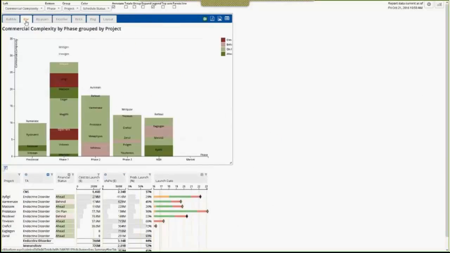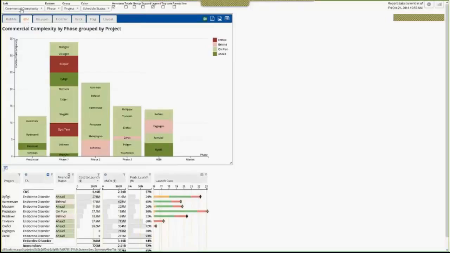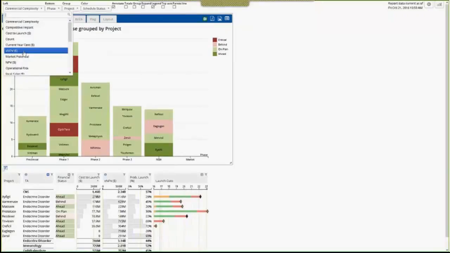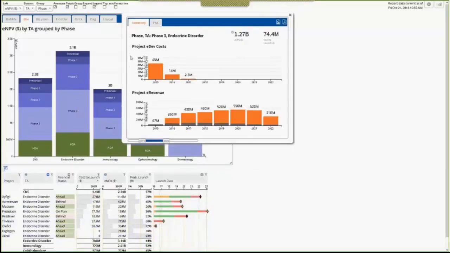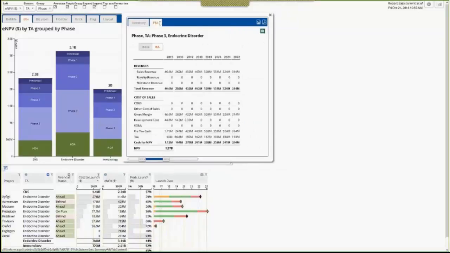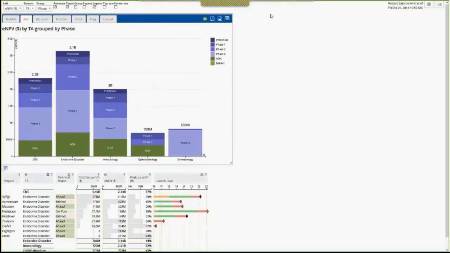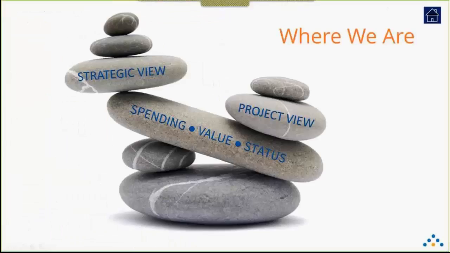There may be views that are critical by therapeutic area in terms of cost or value as well. So looking at, say, ENPV by therapeutic area, and then looking by phase here, getting a sense of overall costs, where we're spending our money by phase and by TA, and being able then to drill down equally quickly and look at the specific projects or the consolidated financial statement for each of these, but then being able to go right back to the overall view of the portfolio that you were looking at before you drill down again. So that's where we are.